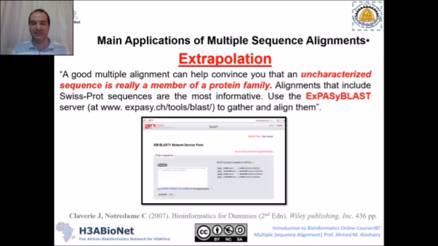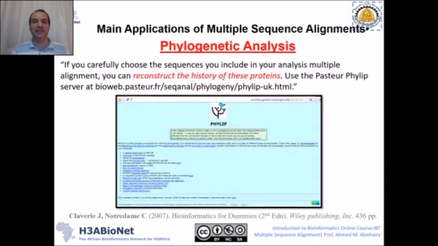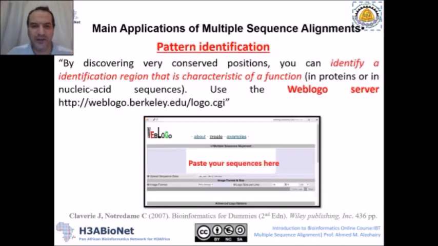So this is the number 1 application, extrapolation. The number 2 is phylogenetic analysis, and this is to reconstruct, of course, the history of proteins or whatever. So you have sequences and you would like to see the relation between these sequences, the phylogenetic relation between these sequences.